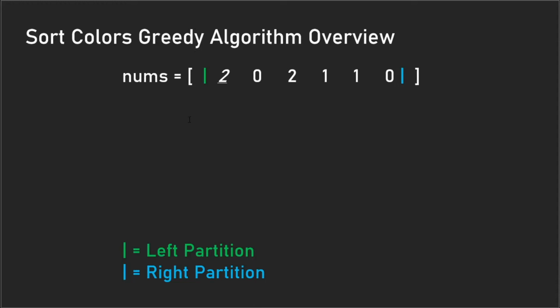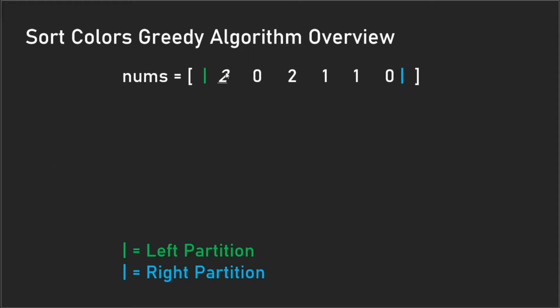If it's a 2, we want to move that 2 to the right of the right partition. And if it's a 0, we want to move that 0 to the left of the left partition. So then all the elements to the left of the left partition would be zeros, and all the elements to the right of the right partition would be 2s. And if it's a 1, then it just stays. So what we want to be doing is looping through and swapping these numbers as we see fit, and it will make sense once I go through.